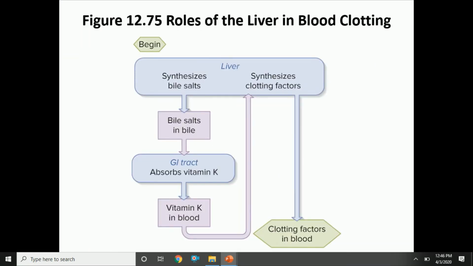Now we've talked about all of these different things that are made by the liver, so we want to focus on the role of the liver in blood clotting. It is going to make all of the clotting factors. So all of your clotting factors, whether intrinsic, extrinsic, or common pathway, are all synthesized by the liver. It also makes bile salts, and bile salts are important for the absorption of vitamin K. And vitamin K is needed to synthesize these clotting factors. So not only does the liver make your clotting factors, but it also helps via the production of bile in the absorption of vitamin K, which we need to make these clotting factors.